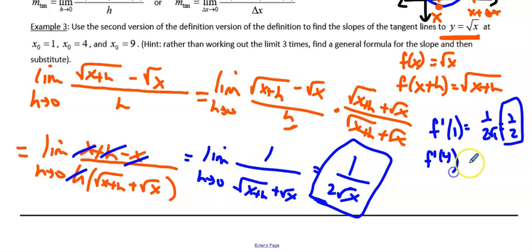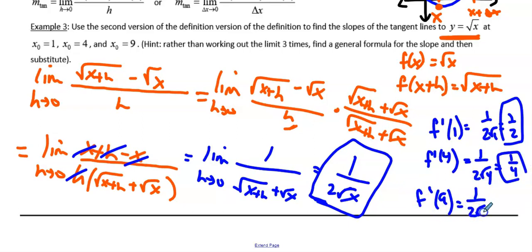You do 4, it's going to be 1 over 2 square root of 4, which is just going to be equal to 1 over 4. And then f prime of 9 is going to be 1 over 2 square roots of 9, which is 1/6.